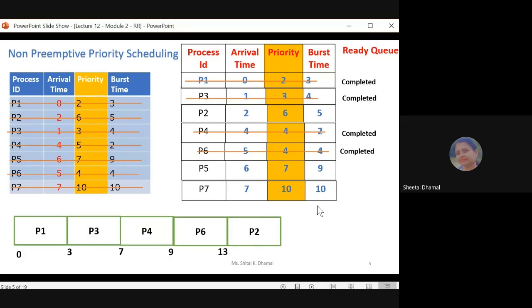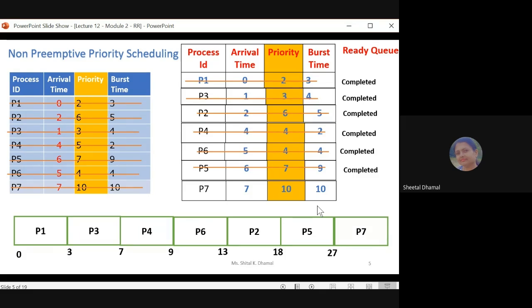So now P2 is there. What will be the completion time for the process P2? It is 80. Again that process is completed, so we cut that process and write down completed. Now only two processes are there, P5 and P7. The next process will be P5. What will be the completion time for process P5? Yes, 27. Again, cut that process from the ready queue and write down completed. Only one process is remaining in the ready queue, that is process P7. Assign the CPU to that and tell me the completion time. It is 37.